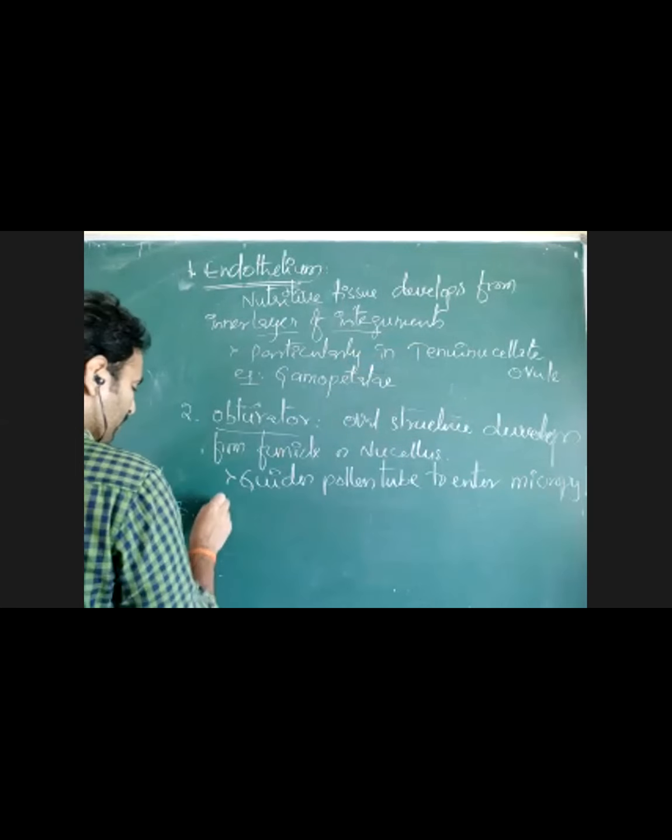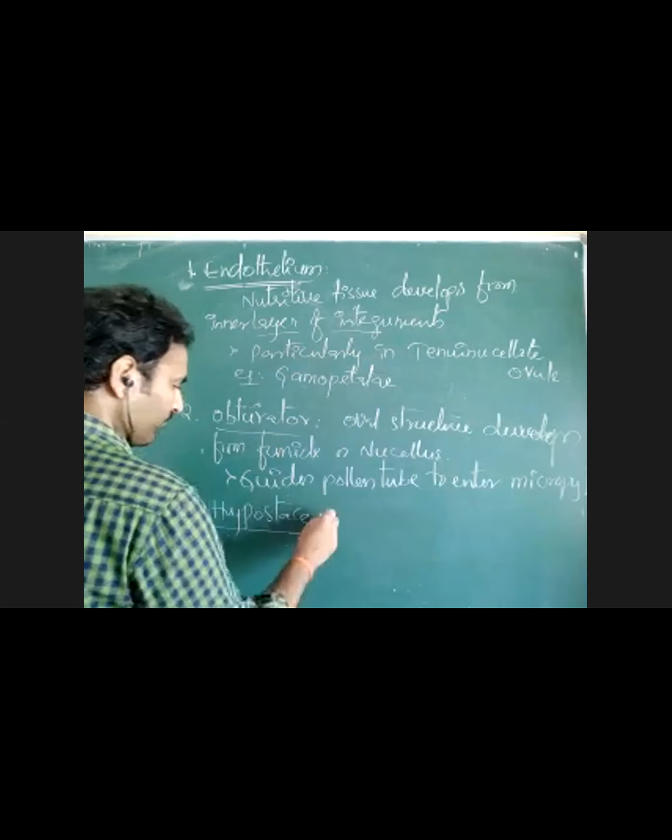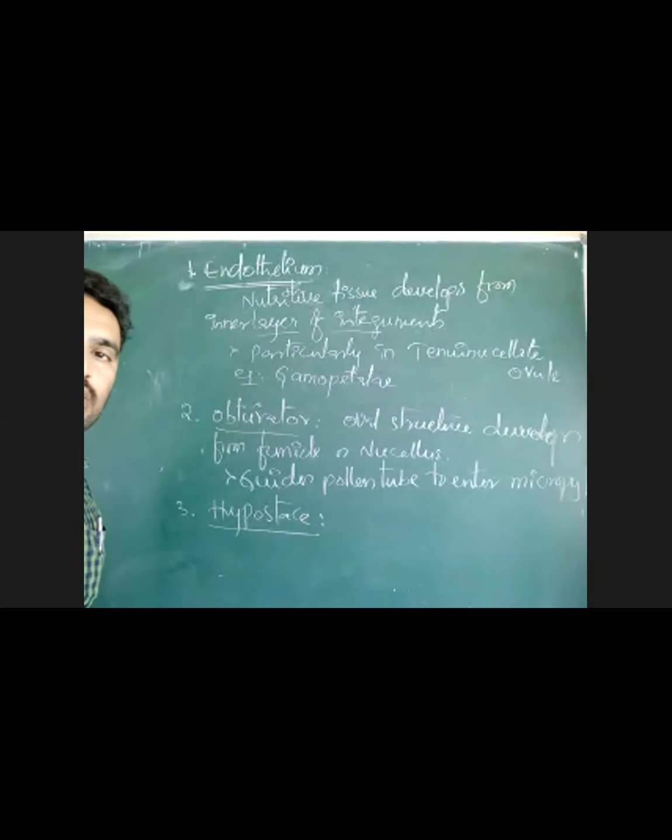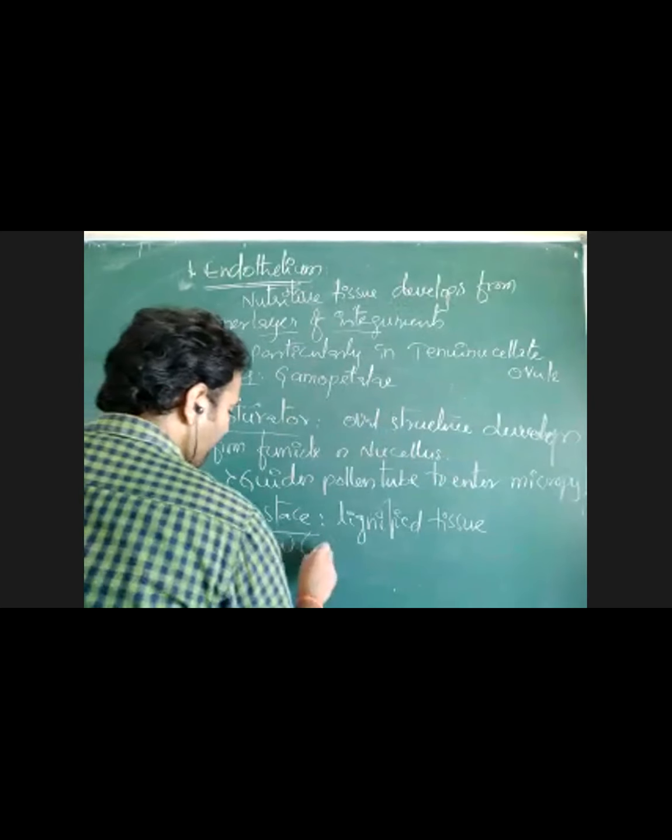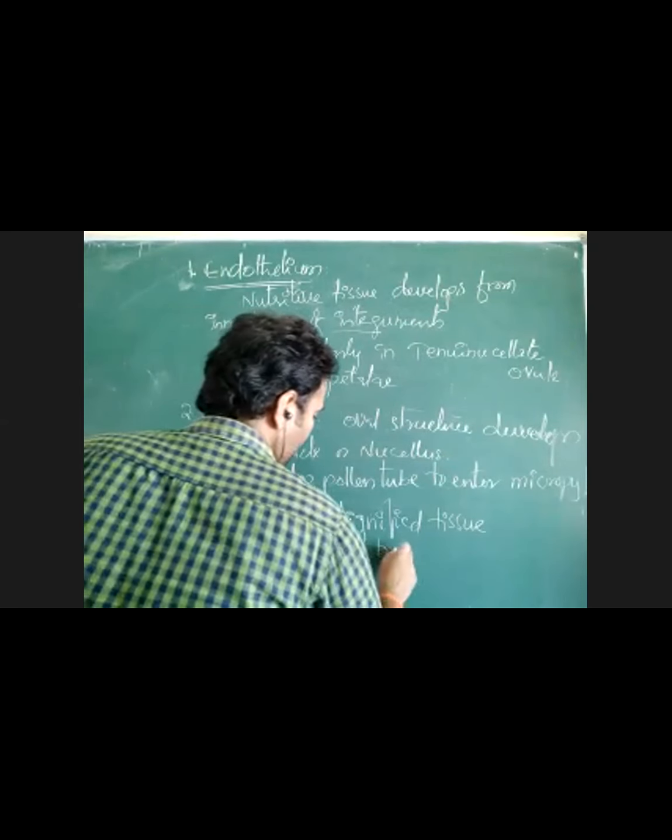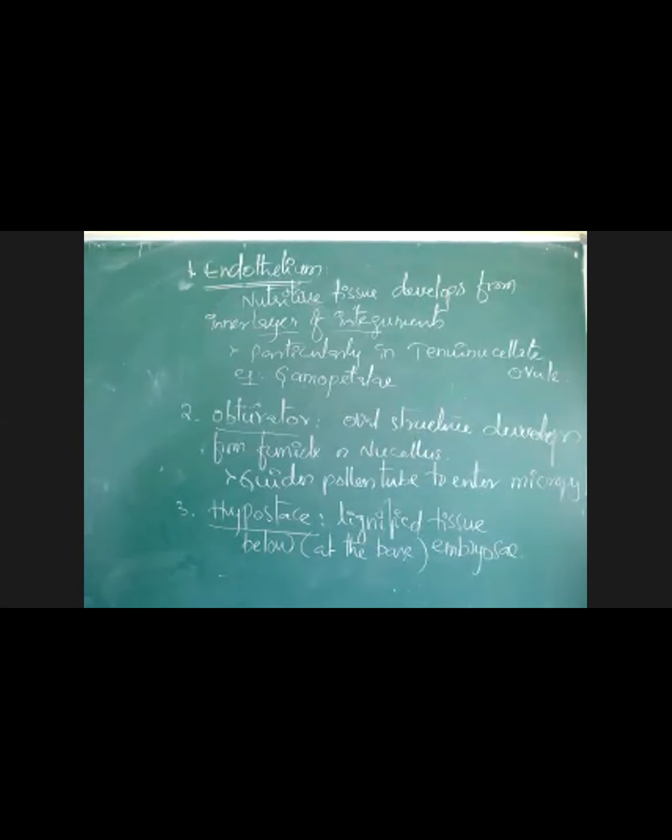Then the third one is hypostase. Hypostase is a lignified tissue, lignified parenchymatous tissue, which is present below, means at the base, below the embryo sac. Below the embryo sac there is a development of a lignified tissue. That lignified tissue is called hypostase.